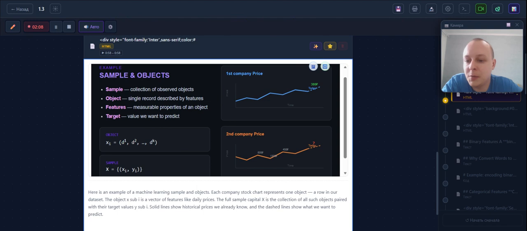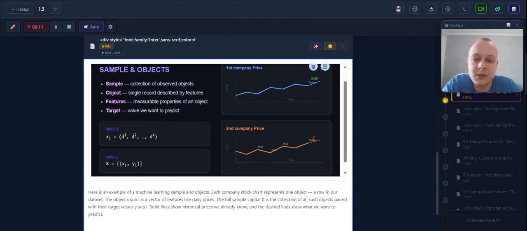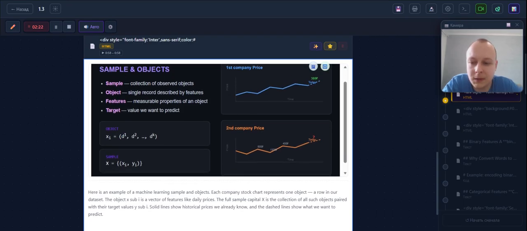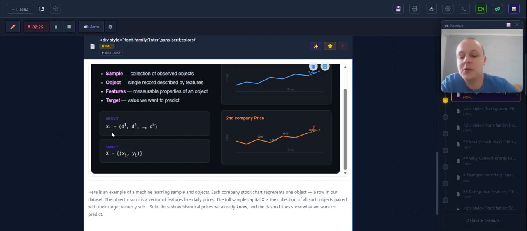Objects, basically object is a single record described by features, and the features are measurable properties of an object. Target is the final value we want to predict, and the object is usually written in the form of xy equals to set of features. And basically, sample is a combination of our object and the target values.